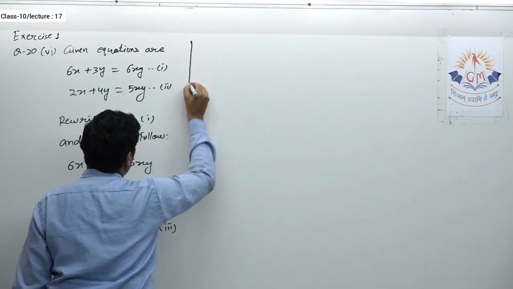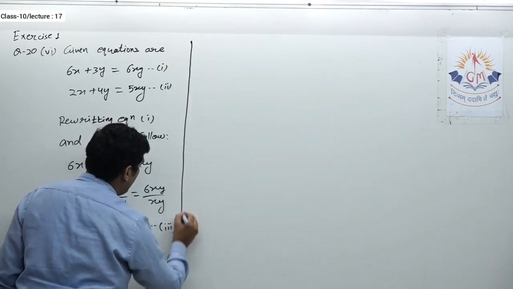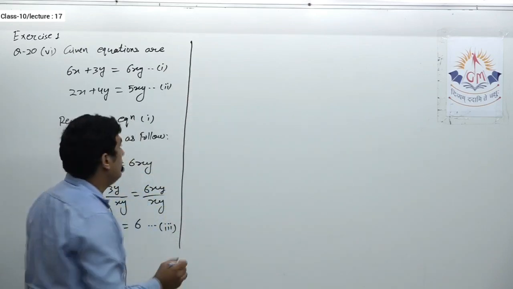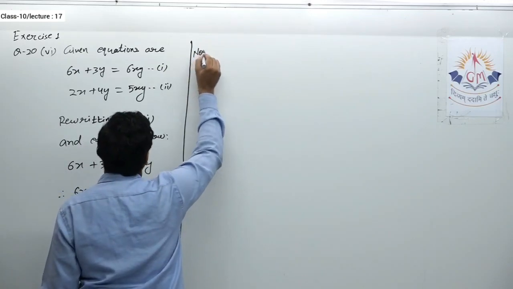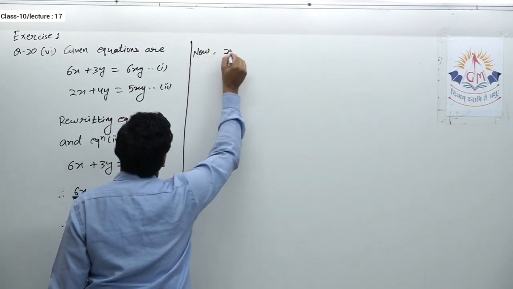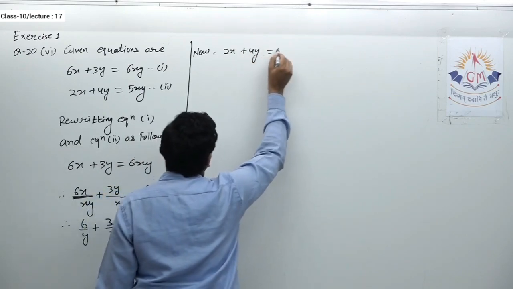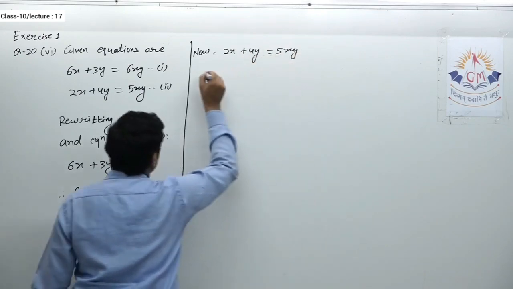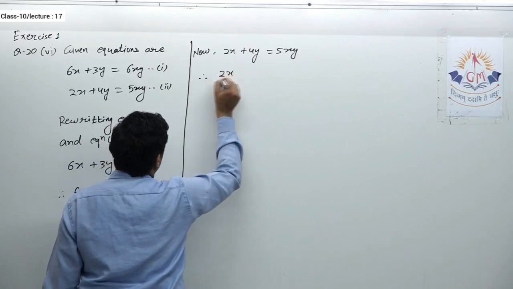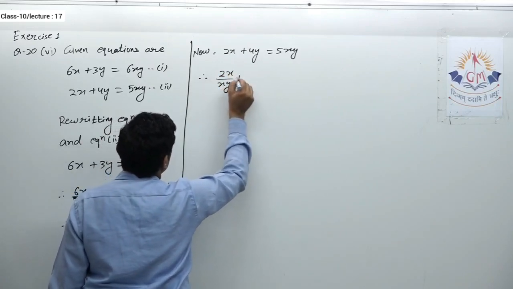Now in a similar way I am going to solve the second one, and after that you have to do it on your own. Now 2x plus 4y is equal to 5xy. Again we have to divide by xy throughout.